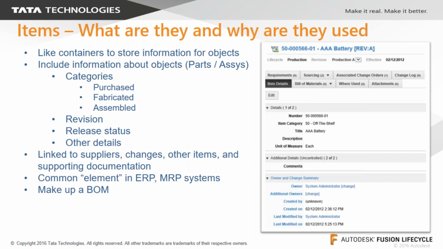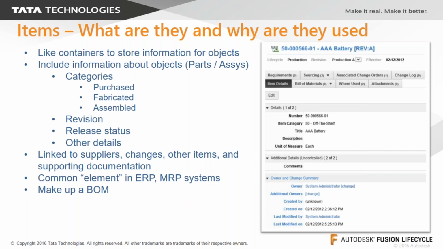So the items themselves are linked to all kinds of other stuff in a PLM system. First of all, items are what make up parts and assemblies in the structure of a BOM, which we're talking about in just a moment. But they're also linked to change orders, linked to the supplier for purchased items, and any other supporting documentation that might be involved, such as the drawings or the models or design specifications, or maybe even computer-aided engineering test data, and those type of things.